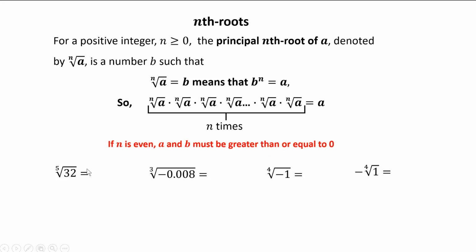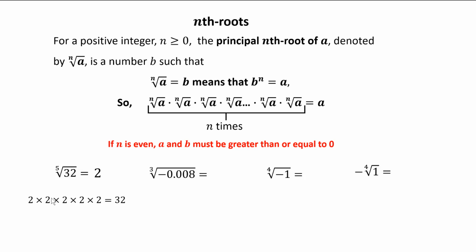So first of all, we'll look at fifth root of 32. That means the number you multiply by itself 5 times to get 32, and that number is going to be 2. 2 times 2 times 2 times 2 times 2, 5 of them, is 32. That's what a fifth root means. The number you multiply by itself 5 times to get 32.